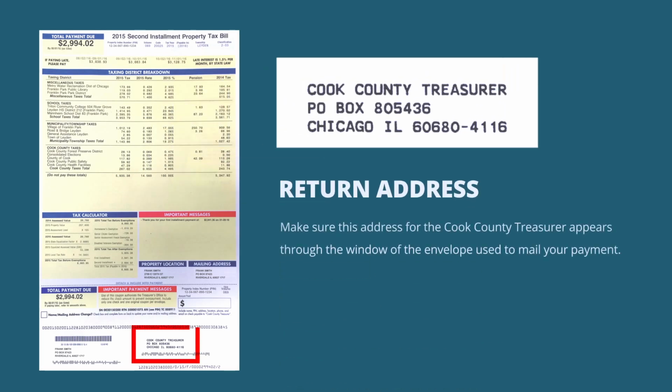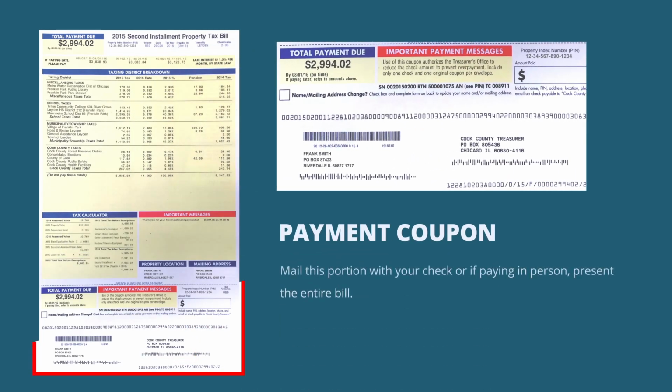Return address. Make sure this address for the Cook County Treasurer appears through the window of the envelope used to mail your payment. Payment coupon. Mail this portion with your check, or if paying in person, present the entire bill.